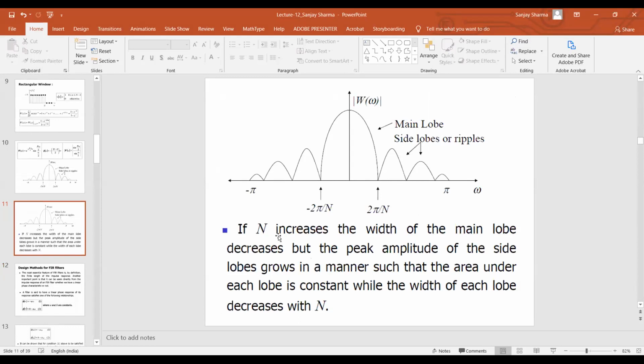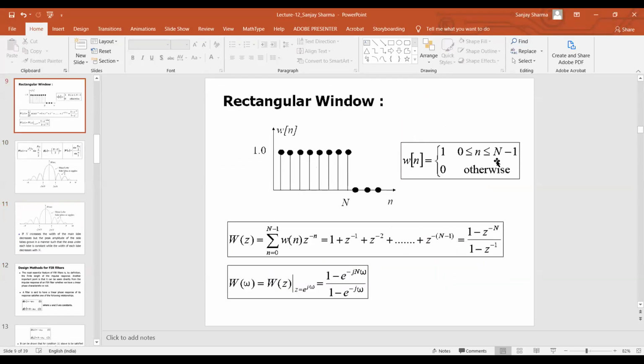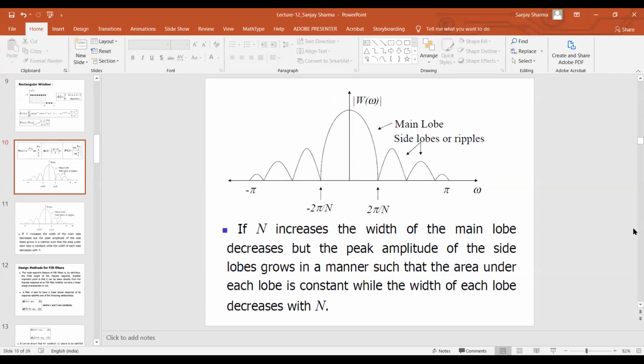So I can do variations in this main lobe. If capital N increases, that means I take more samples in the window, I include more samples in the window, what will happen? If N increases, the width of the main lobe decreases. This width will decrease, but the peak amplitude of the side lobe grows in a manner such that the area under each lobe is constant.